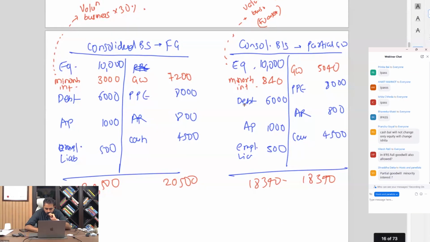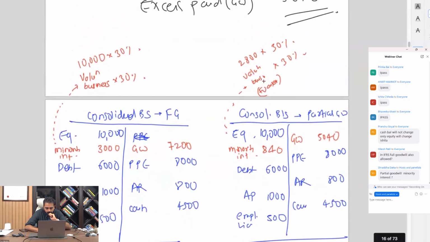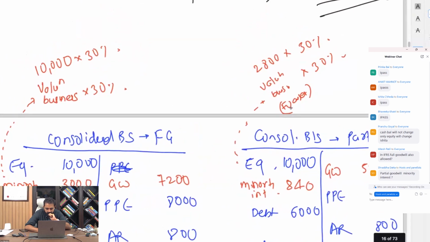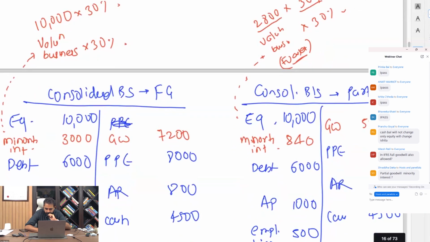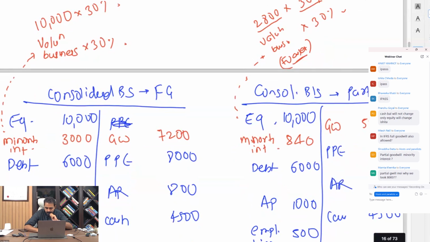All right. Partial goodwill, minority interest, Shraddha, is valuation of the business into 30%. Under IFRS, that valuation of the business is fair value of net identifiable assets, 2,800 into 30%. In IFRS, full goodwill is also allowed. Yes, IFRS full goodwill is allowed. I think once we go to the notes, we'll do all those theory nuances. I'll ask you to memorize those specific instances.